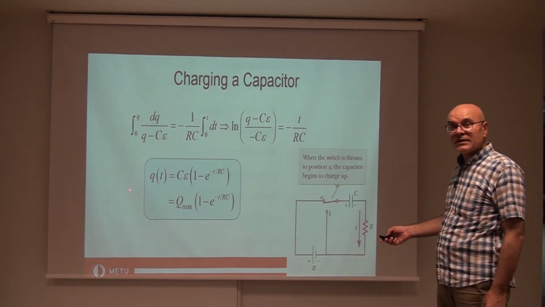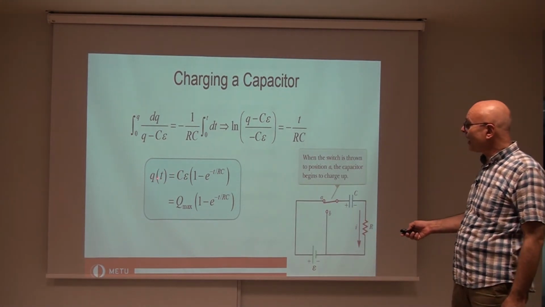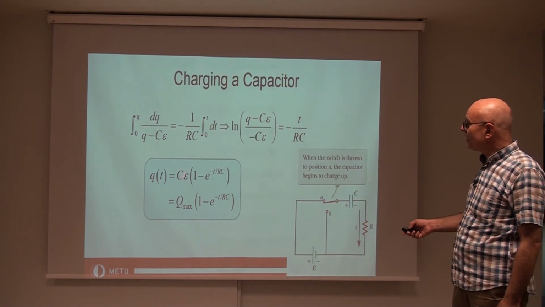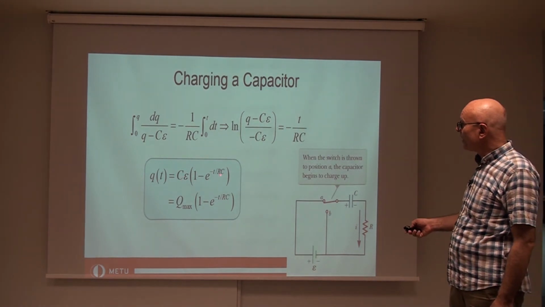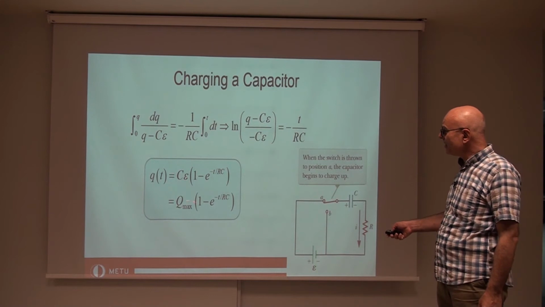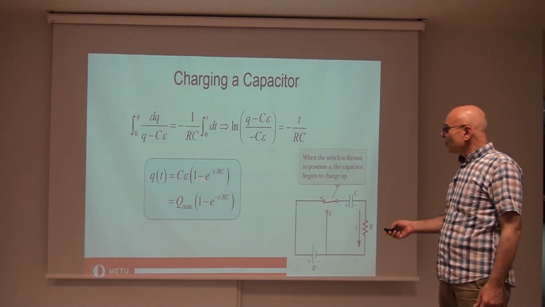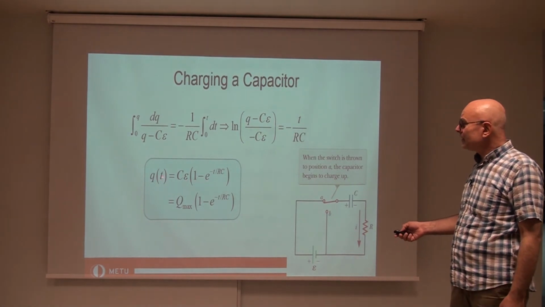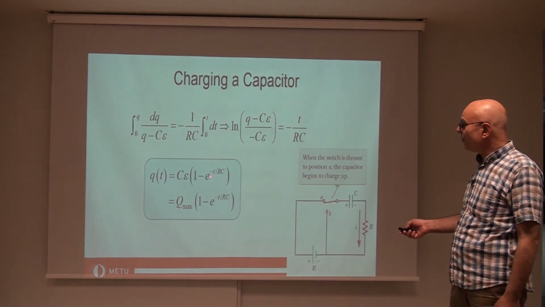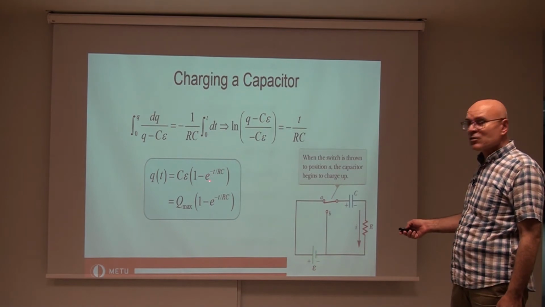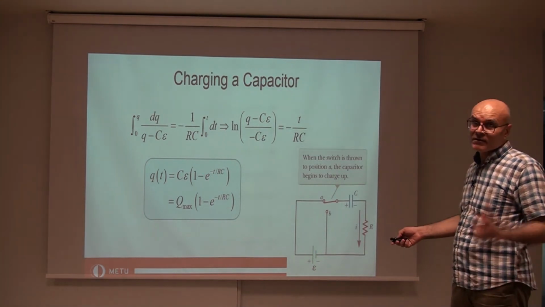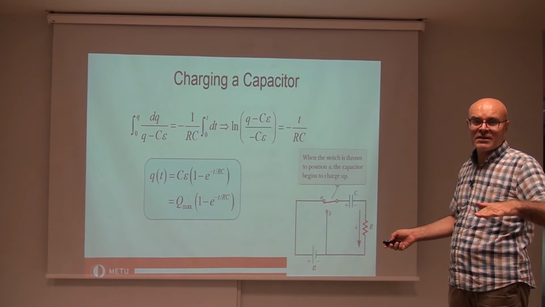You get Q of t, Q varying with time, is equal to CE times bracket 1 minus e to the minus t over RC, and this CE is what we have just found to be equal to Q maximum. So this is how Q increases in time. Look, at t equals 0, e to the 0 is 1, so this whole thing is 0, as we expect. Q at t equals 0 is just 0.